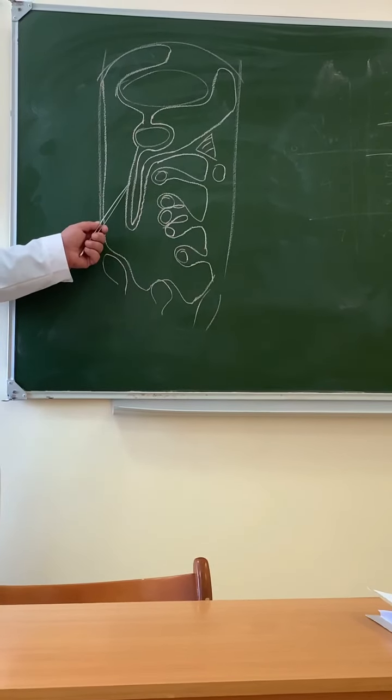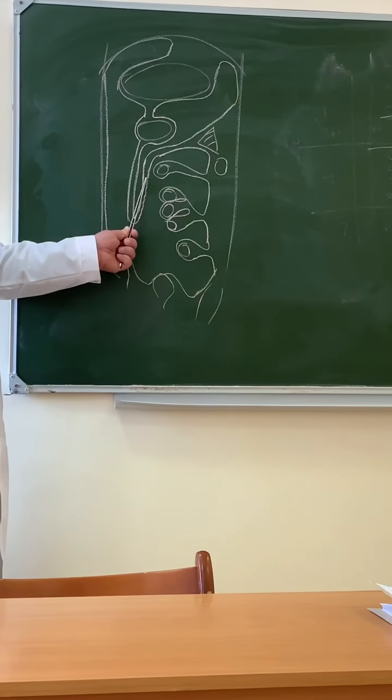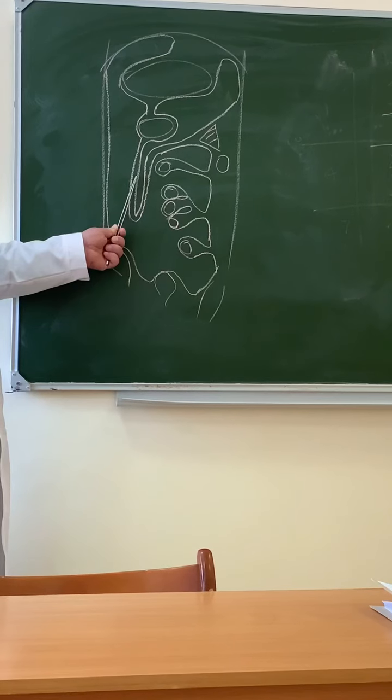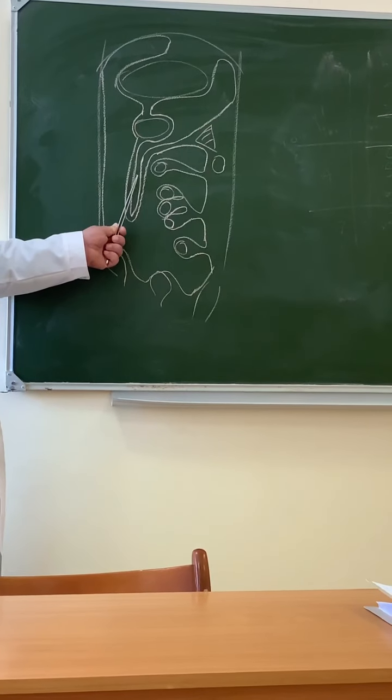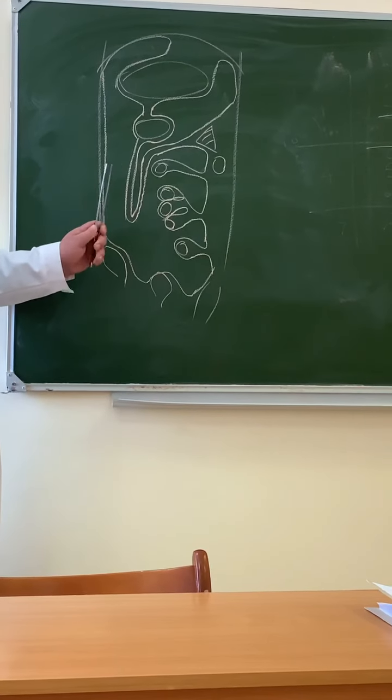That is two laminae, anterior lamina and posterior lamina, and each lamina consists of two layers. That is why four layers of peritoneum together make the greater omentum.